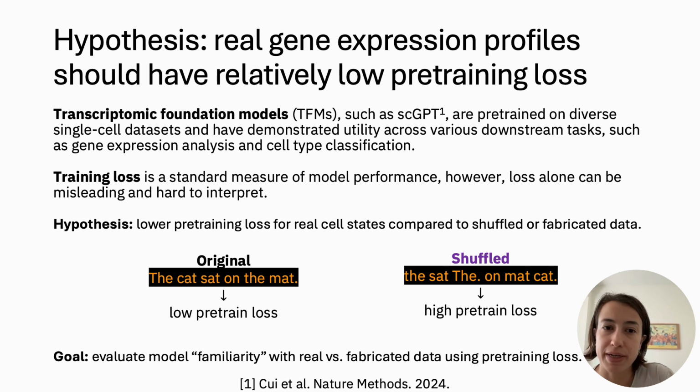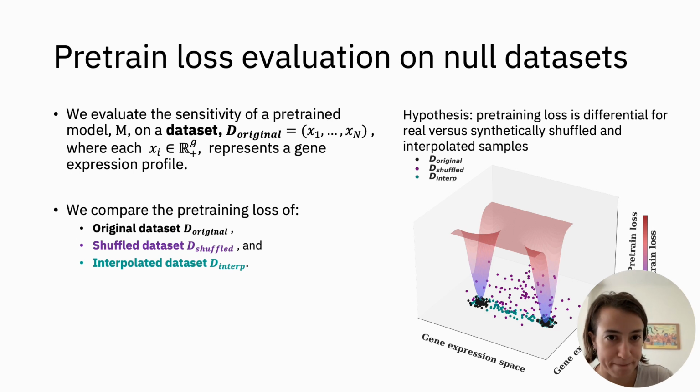Here we propose comparing the model's pre-training loss on real data versus synthetic alternatives. So our hypothesis is that a model pre-trained on gene expression data should have lower loss on real cell states compared to fabricated ones, like shuffled or interpolated samples. And this is analogous to language models where we would expect the shuffled sentence to yield higher pre-trained loss than the original sentence. So let's see whether the pre-training loss reflects the model's familiarity with biologically plausible expression patterns.